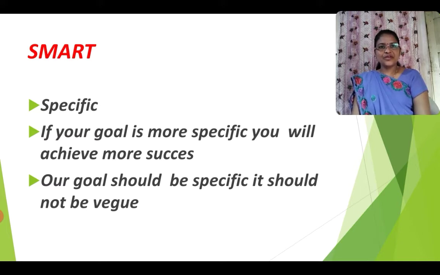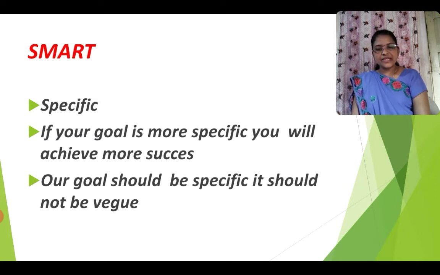Let's continue the lesson. SMART goals have a specific rubric. What is meant by rubric? Rubric means guideline, means rules. And for a SMART goal, these rules, these guidelines are very important. The first step is specific. What is meant by specific? Specific means exact, focused. Our goal should be specific. It should not be vague.